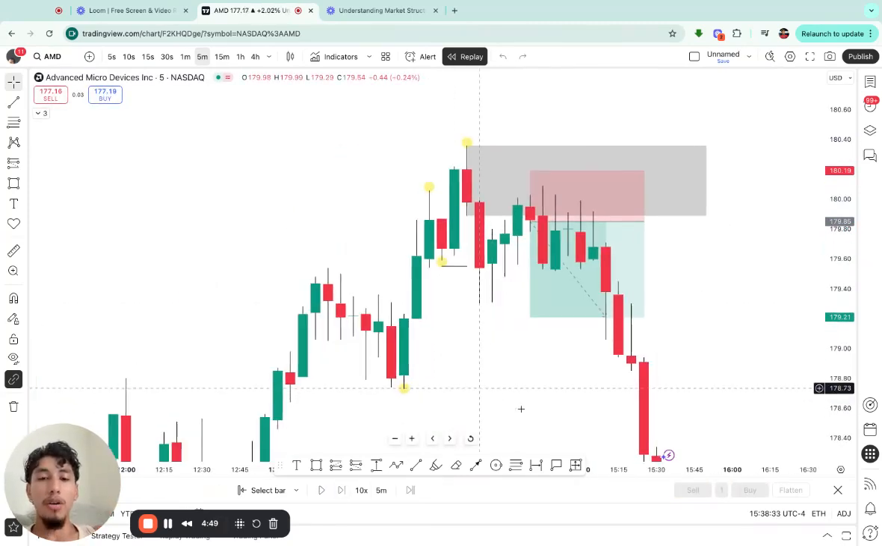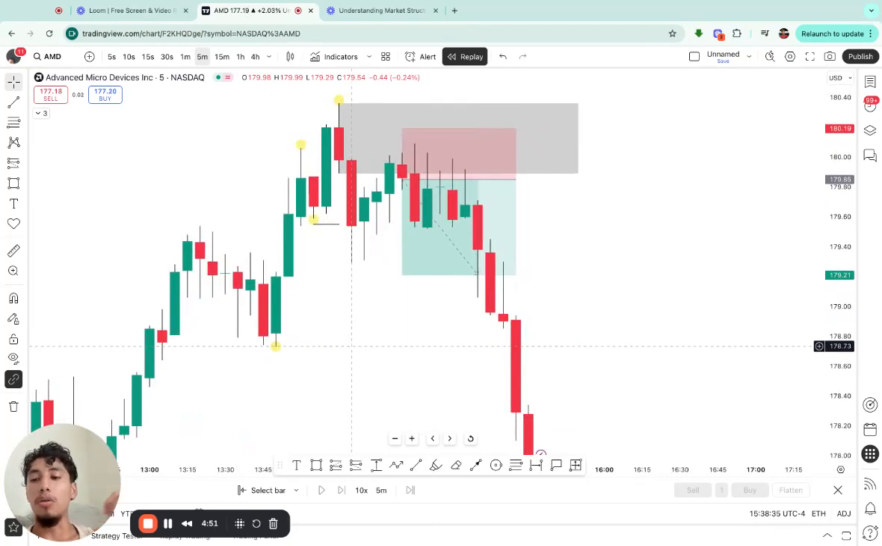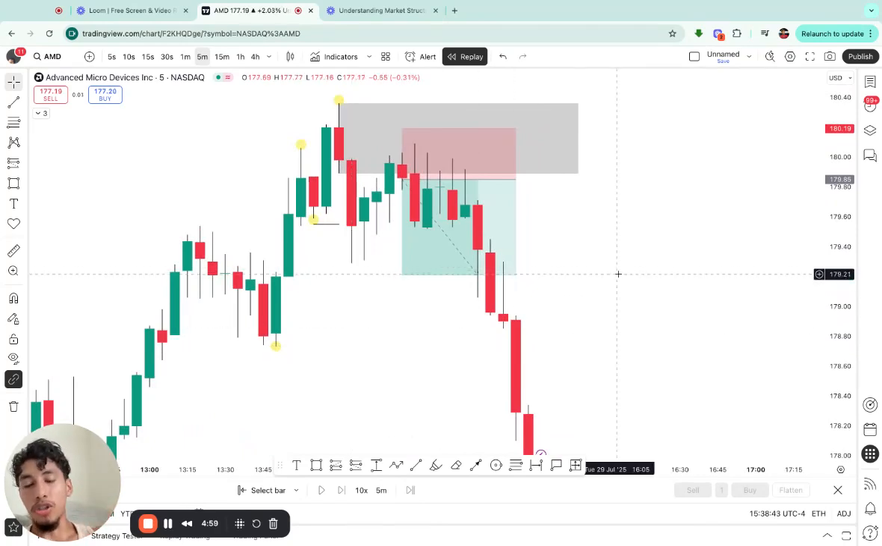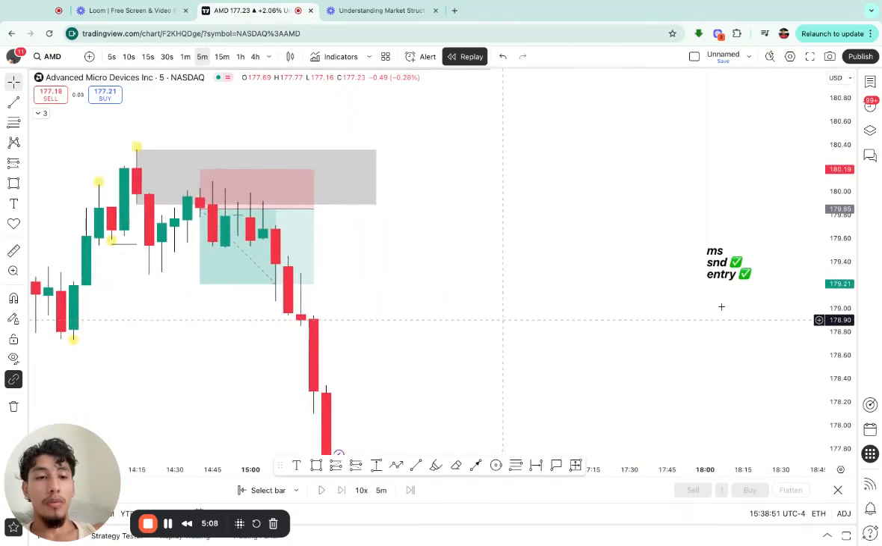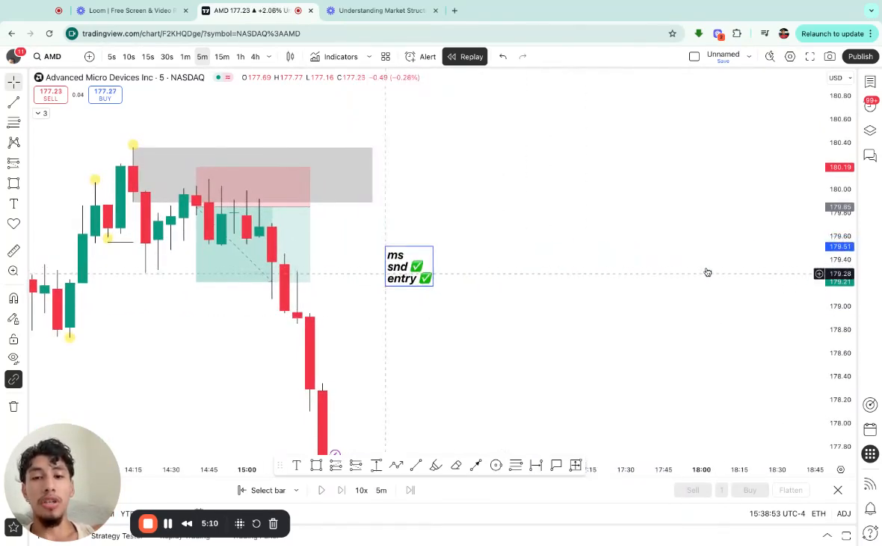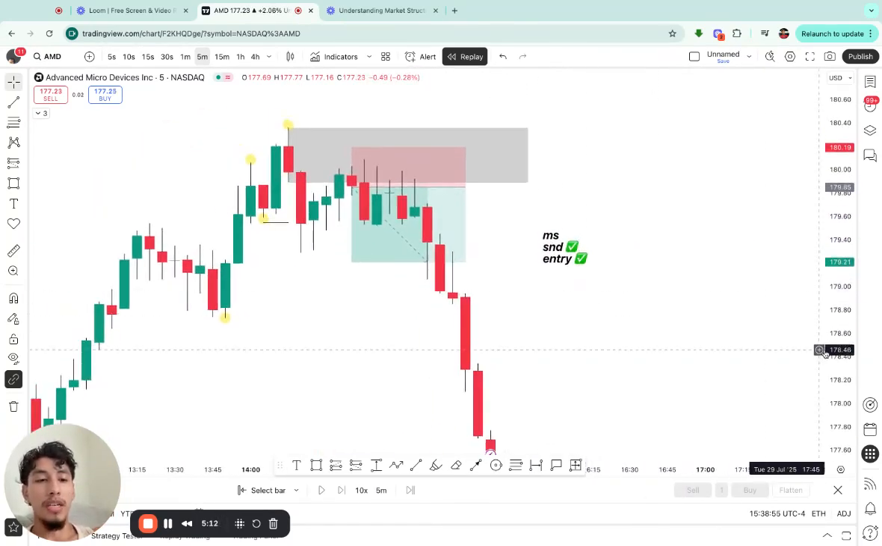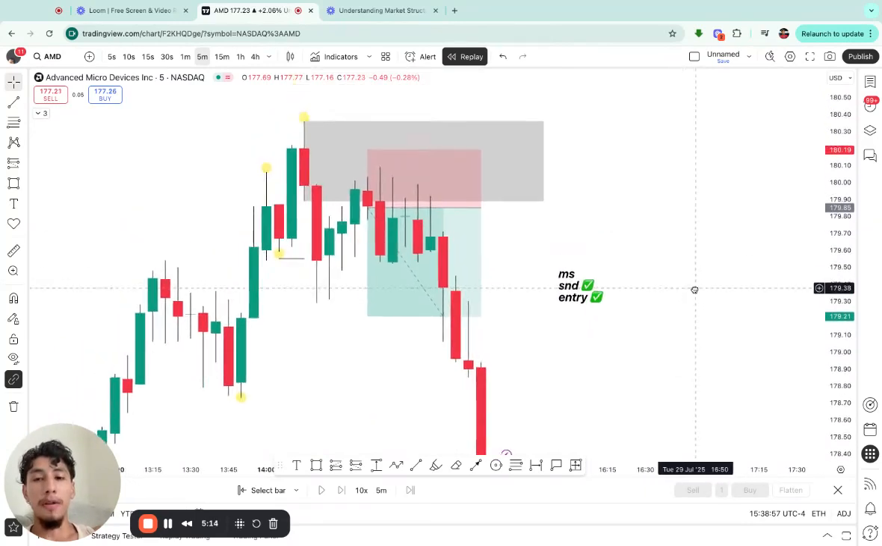So this right here would have been the ideal situation, and this is exactly what I look for when I trade. But as you can tell, I obviously made a mistake right here, not understanding structure. And this is why understanding structure is the most important thing when it comes to trading, and why it's number one. As you can see right here, this is why understanding market structure is number one.